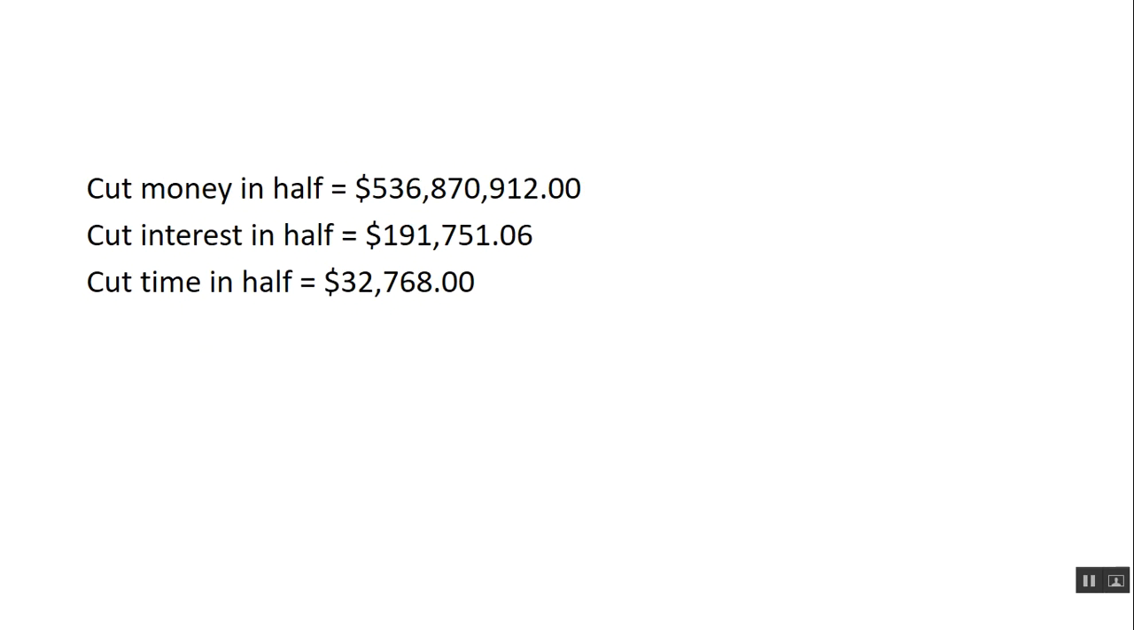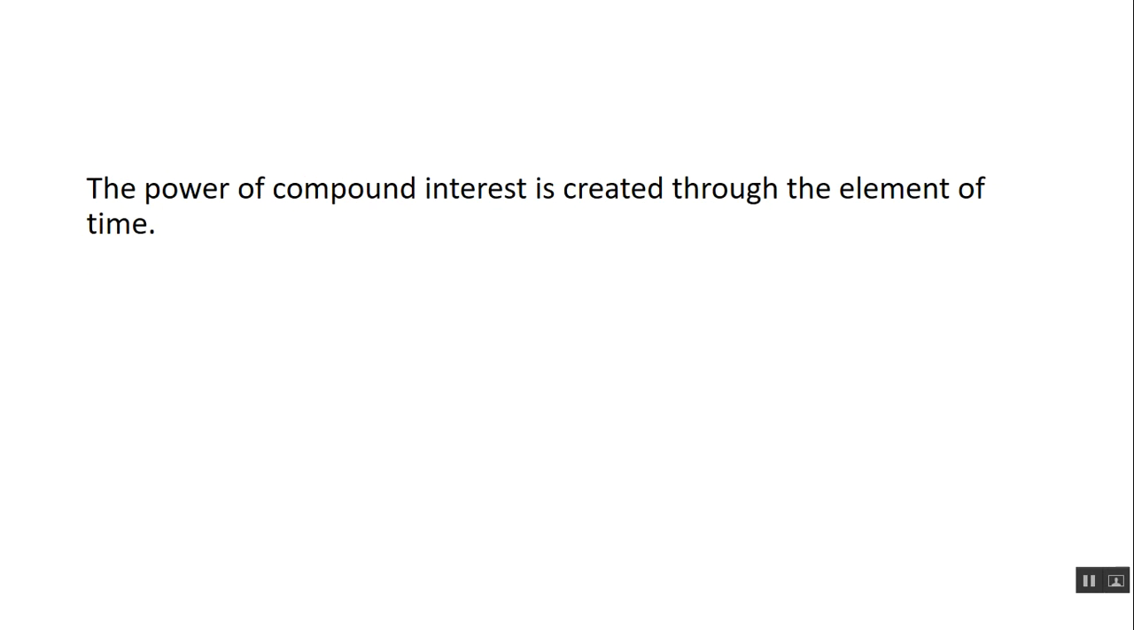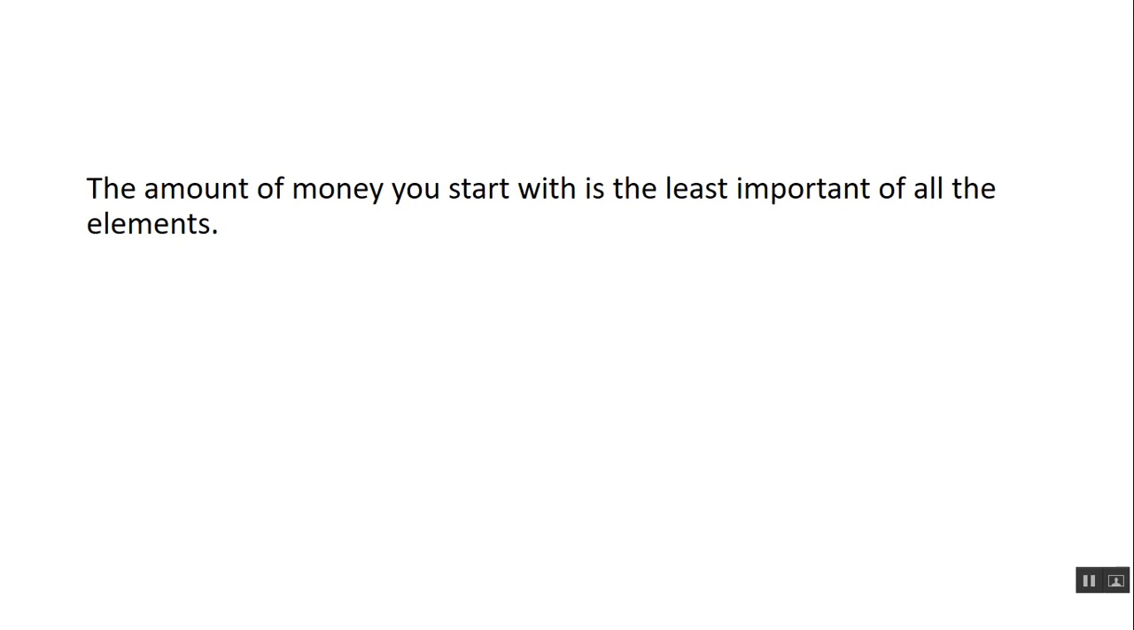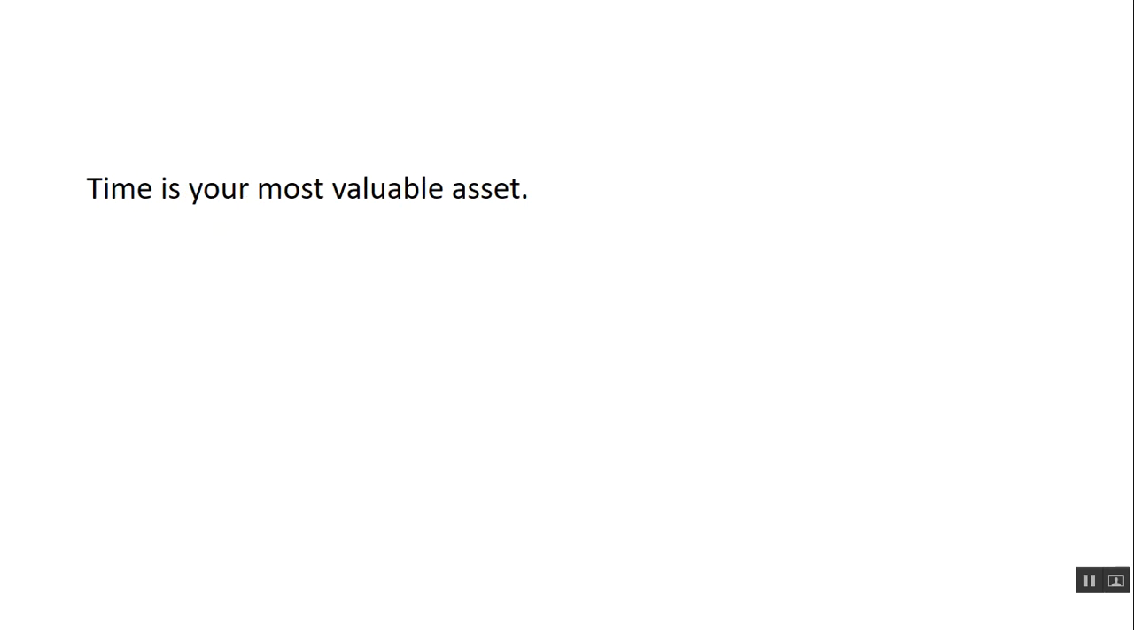So you can see what happened there. You cut the money in half and you still had quite a lot of money. You cut the interest in half, and that made a big dent for sure, but when you cut the time in half, that made the biggest difference of all. So the power of compound interest is created through the element of time. That's where it gets its power from. The amount of money you start with is the least important of all of the components. Time is your most valuable asset.